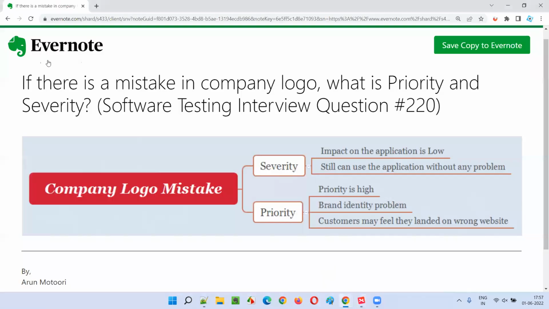So hope, guys, you got the answer and you got the justification. What if there is a mistake in the company logo, and what are the priority and severity? Hope you got the justification for why priority is high and severity is low for such kind of defects.